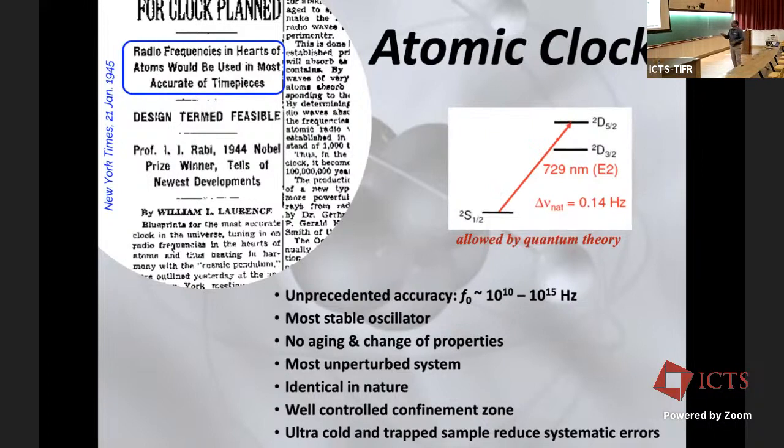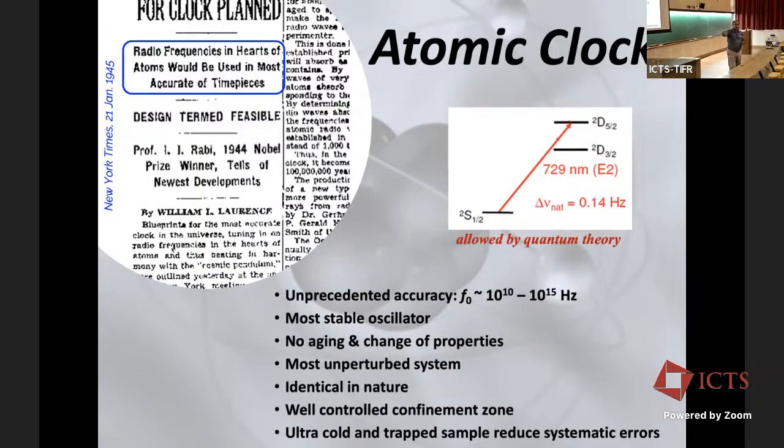For example, this one, the oscillation frequency of the electron between these two energy levels, that is much, much higher compared to a standard pendulum. So the electron can oscillate 10 to the power 10 times or 10 to the power 15 times, depending on whether you are looking at magnetic transitions or electric dipole or electric quadrupole transitions, whatever it is, but the oscillation frequency is extremely higher compared to a standard pendulum. And why is that helpful? Any idea?